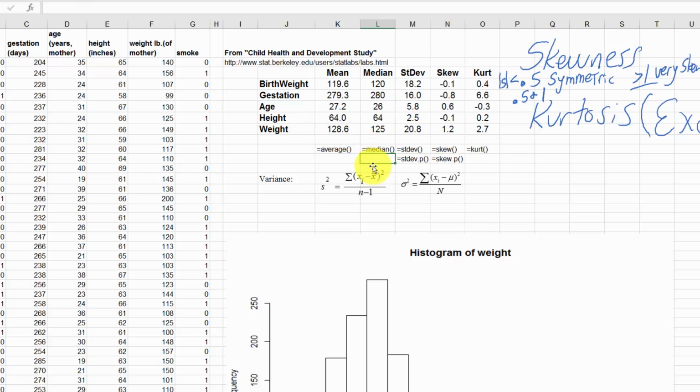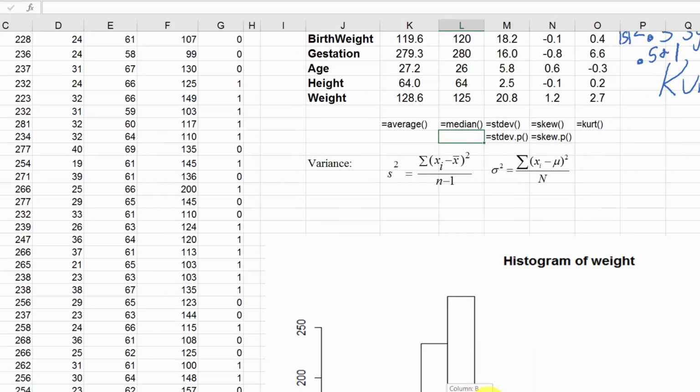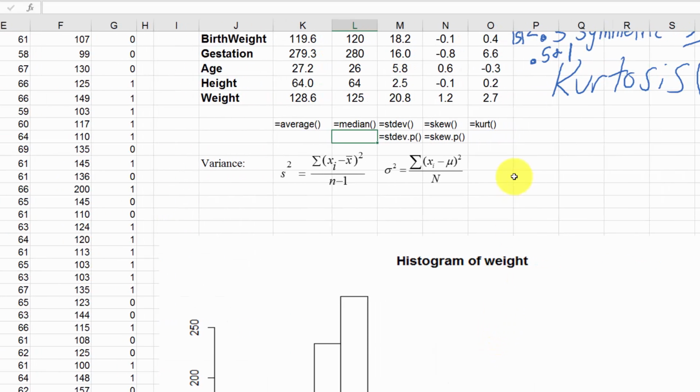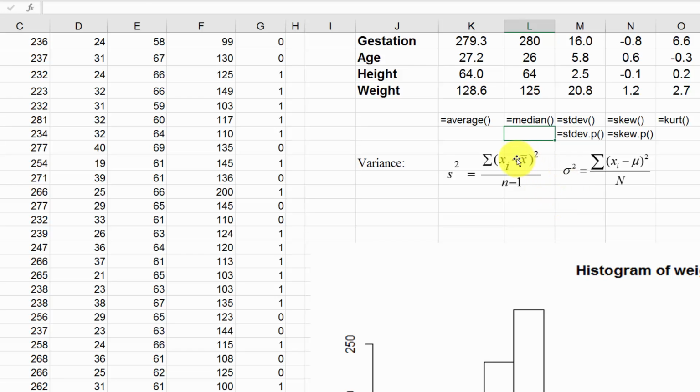Now, last thing I want to mention is just kind of a technical thing. How are these calculated? I'm not going to go through the exact formulas for skewness and kurtosis. I just want to give you the basic idea that when you calculate skewness and kurtosis, they're sort of similar to what we do when we calculate a sample variance or a population variance. The big difference is that when we calculate skewness, instead of raising things to the second power, we raise them to the third power. And for kurtosis, we raise to the fourth power.